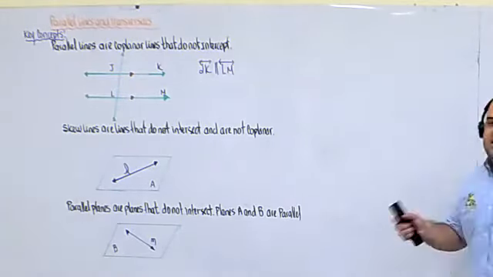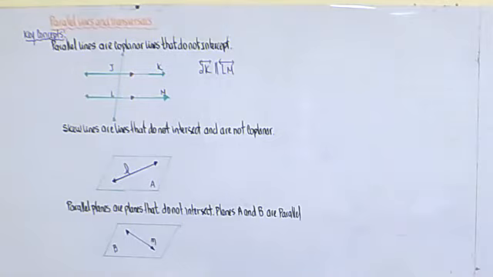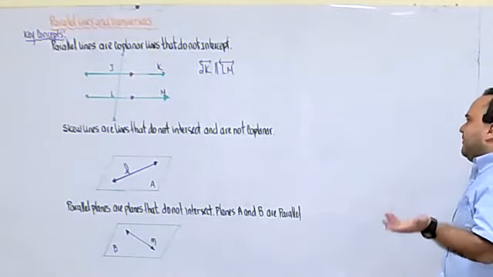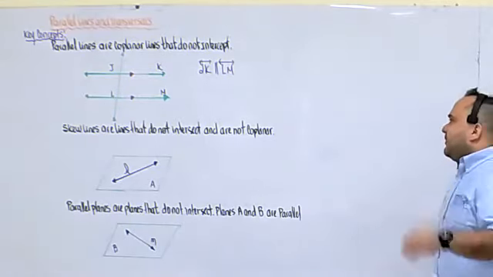For example, parallel lines are coplanar lines that do not intersect. Coplanar means that the lines are in the same plane. In simple words, parallel lines have the same direction, but these lines will never intersect.